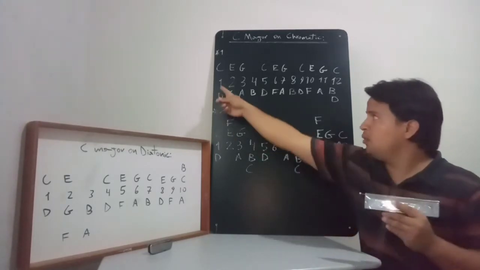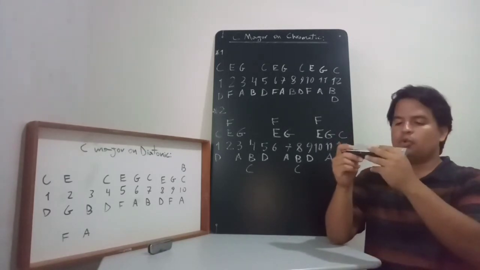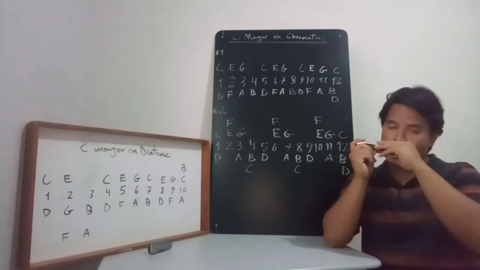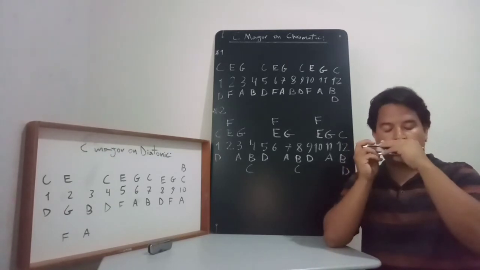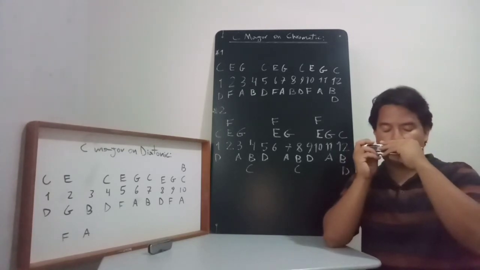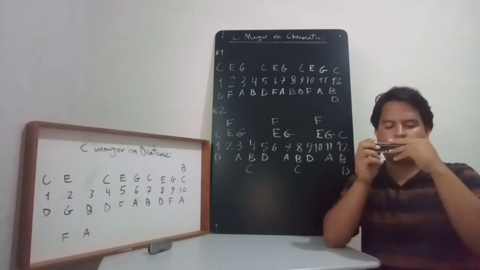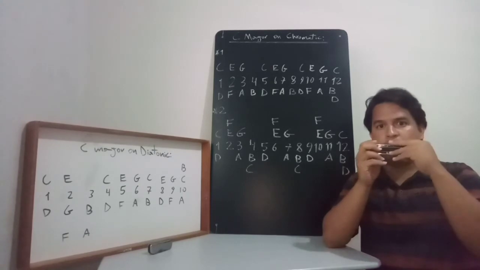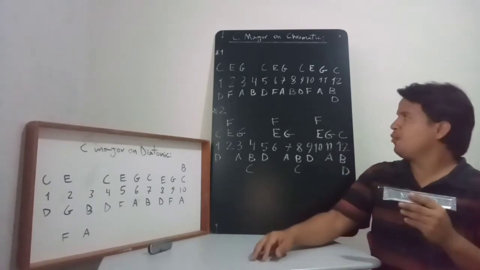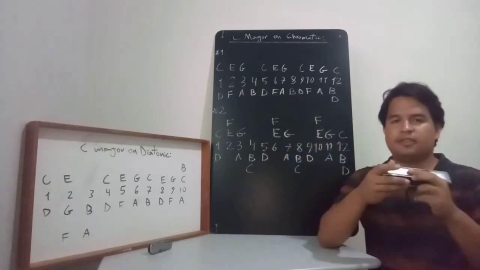Imagine you have a 12-hole chromatic harmonica and you play your one blow, one hole draw, 2-hole blow, 2-hole draw, 3-hole blow, 3-hole draw, 4-hole draw, and 5-hole blow. Remember, there was a C here on the 4 blow. It's a repetition of the same note.